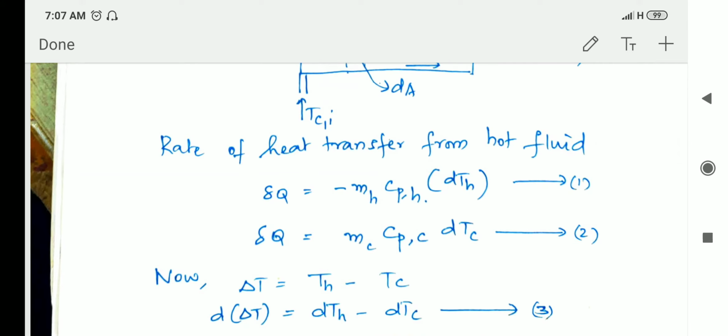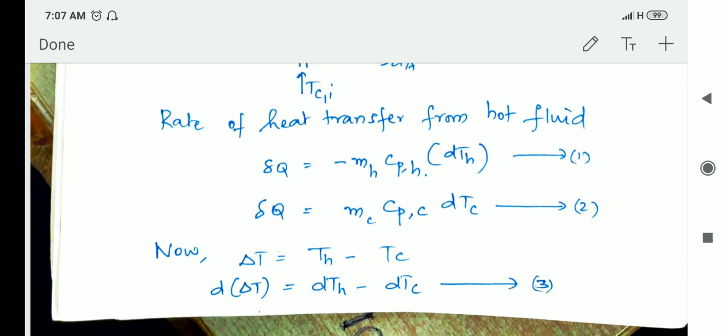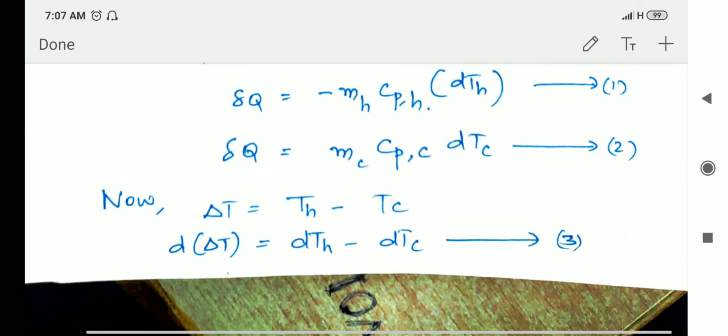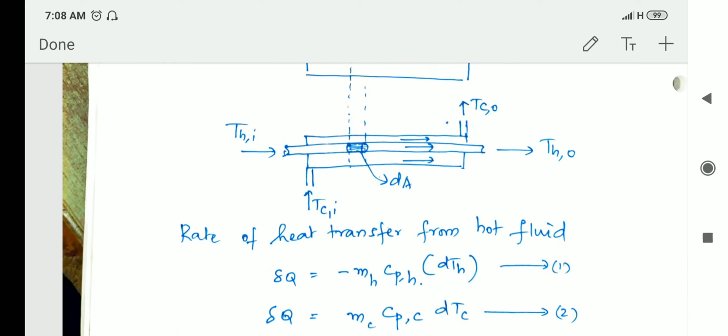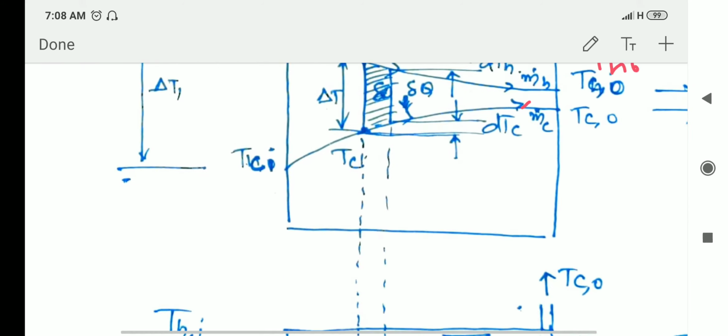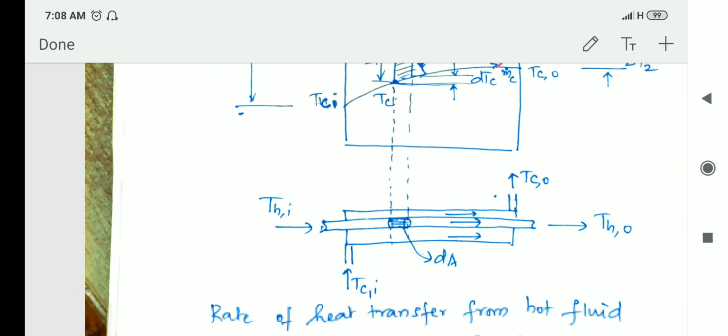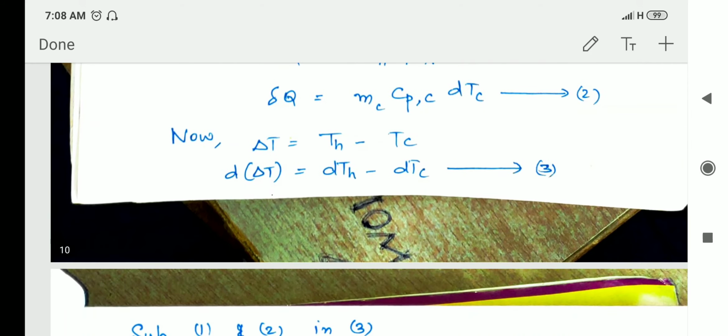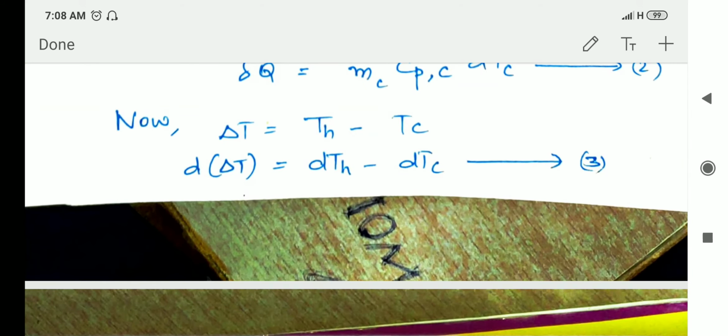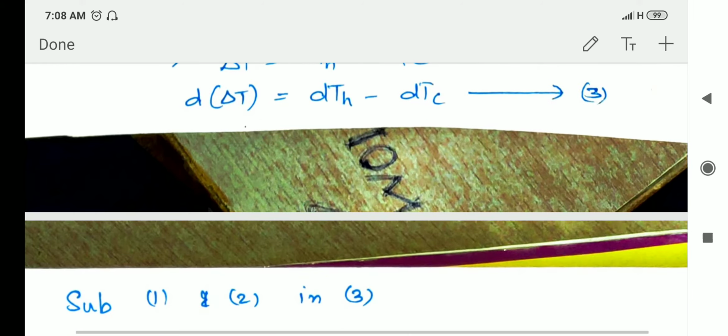So let's start. The first thing we take here is delta T. From the figure it is clear that delta T equal to TH minus TC, right? Delta T equal to TH minus TC. So what will be d delta T, the differential form? It will be equal to dTH minus dTC.